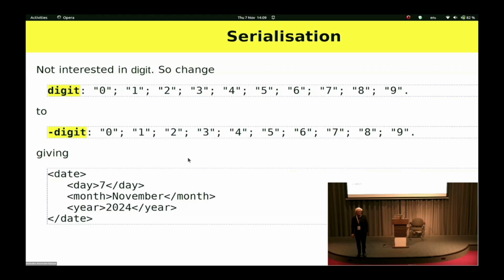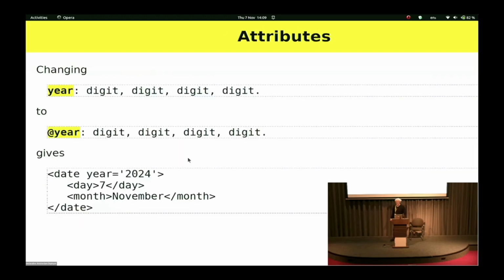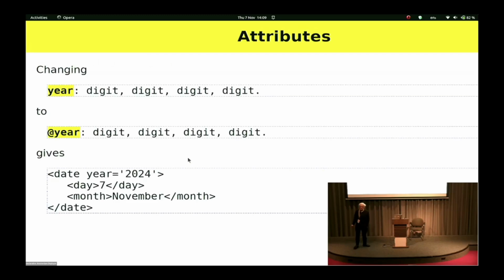All right, so that's one part of serialization. The other part is that you can make things attributes as well as elements. So for instance, if you change the year rule so it says at year, then that year will turn up as an attribute. So do that, and in fact, experiment a bit. Make them all attributes, in fact.